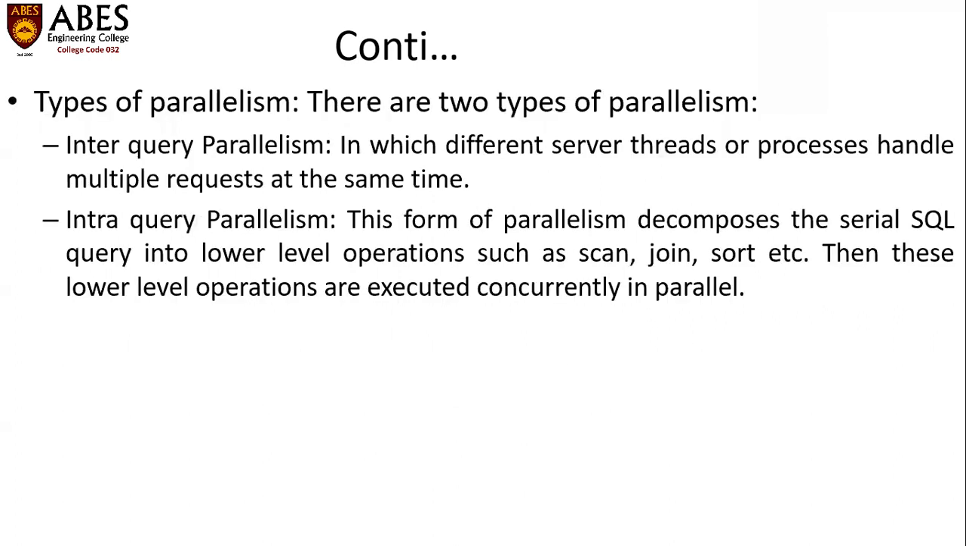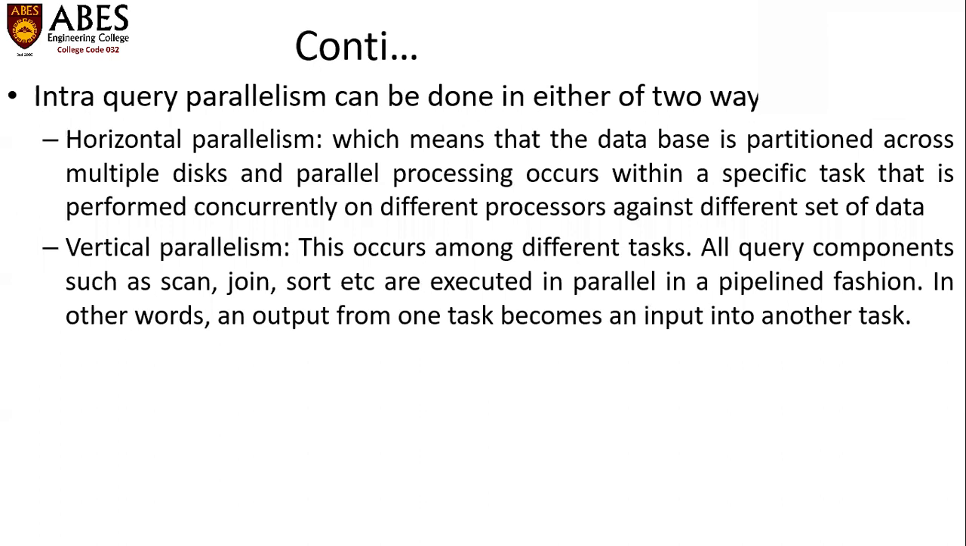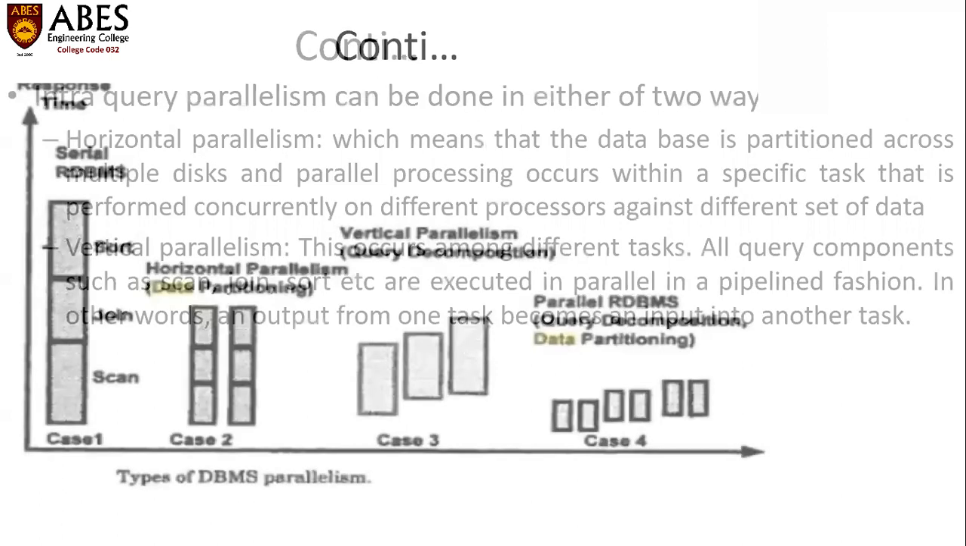Parallelism is of two types, interquery parallelism and intraquery parallelism. Interquery parallelism means different server threads or processes handle multiple requests at the same time. Intraquery parallelism means the parallelism decomposes the serial SQL query into lower level operations such as scan, join, or sort operations. Then these lower level operations are executed concurrently in parallel. Intraquery parallelism is of two types, horizontal as well as vertical parallelism. In horizontal parallelism, the database is partitioned across multiple disks, and in vertical parallelism, different tasks are divided and the query components are applied in parallel in pipeline fashion.